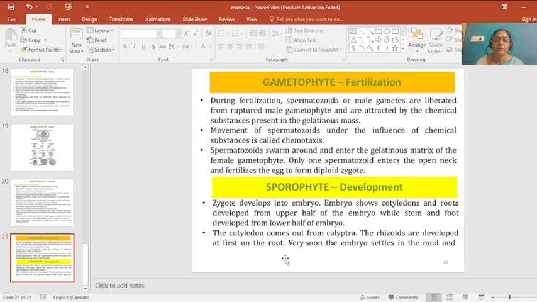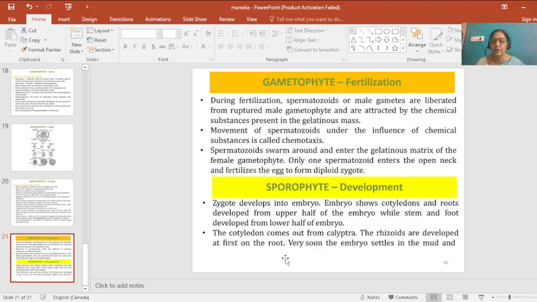During fertilization, the multiflagellated gametes are liberated from the male gametophyte and are attracted by chemical substances present in the gelatinous mass. The movement of the spermatozoids under the influence of the chemical substances is called chemotaxis. Spermatozoids swarm around and enter the gelatinous matrix of the female gametophyte. Only one spermatozoid enters the open neck and fertilizes the egg to form the diploid zygote. The zygote develops into the embryo.